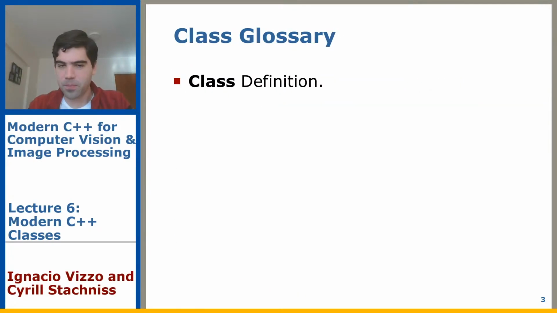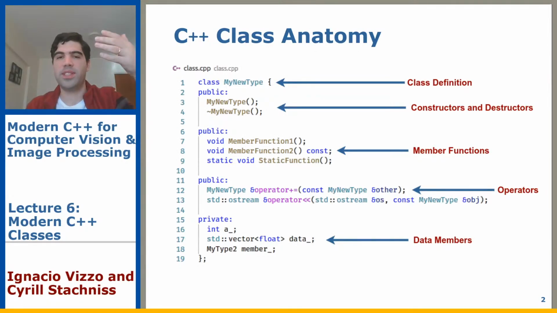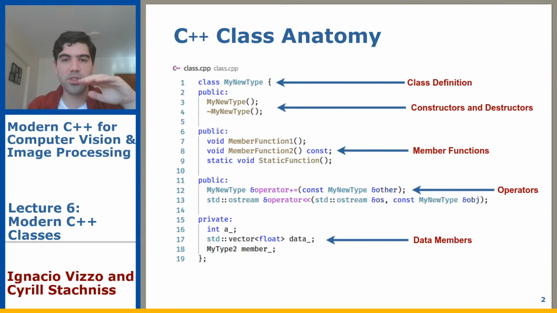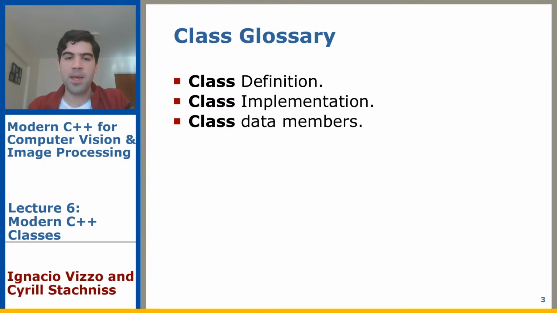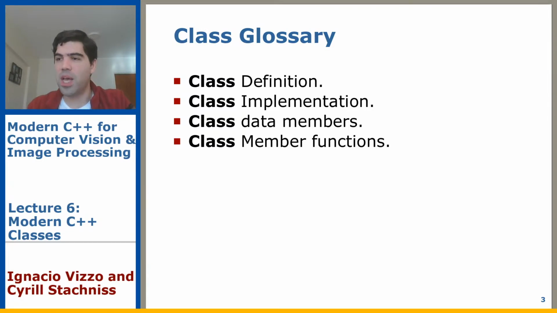Just a reminder of some keywords we will be using. The class definition is the interface of the class without the implementation. This is analogous to function definition and declaration. The class implementation is where you define how you will do all the functions, the constructor and the destructor. So this is where you put the C++ code. The class data members are which data you encapsulate. The member functions are how you use this data within your class.